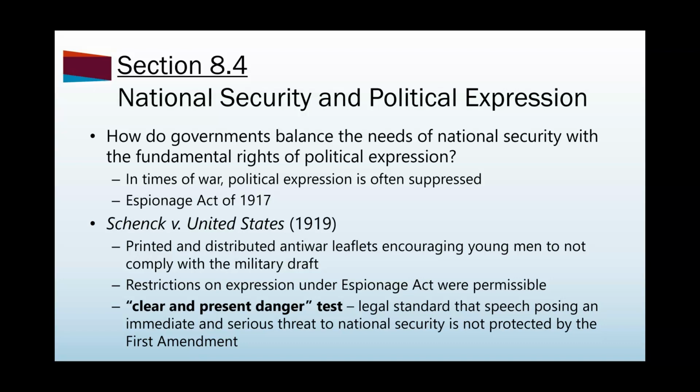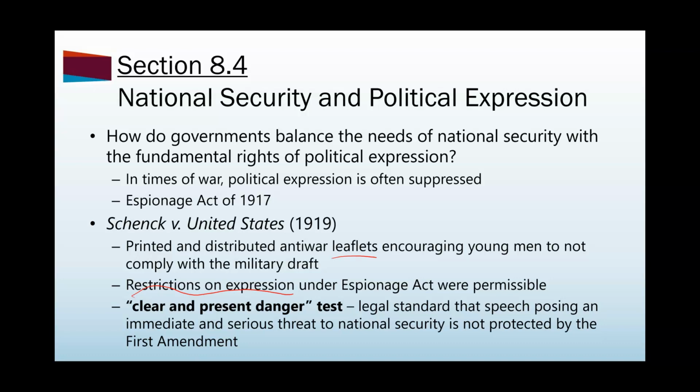But to give you just a background, it's actually a pretty easy case. What happened was these people that were against the war were printing out and distributing leaflets. Leaflets are basically pamphlets, and they were trying to get people not to comply with the military draft. Obviously, this was seen with a lot of backlash. People were restricting their freedom of expressing their ideas, and they were saying that this was under the Espionage Act, which stated that they were acting against the government.